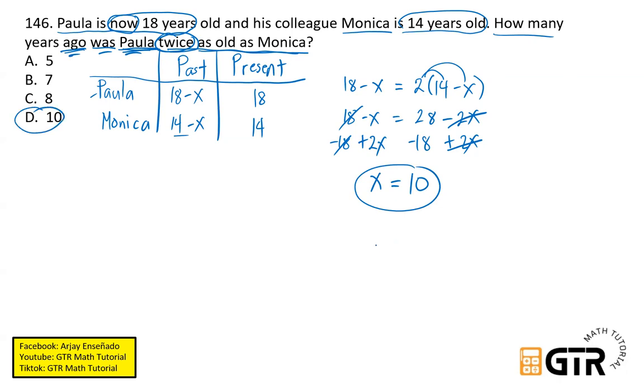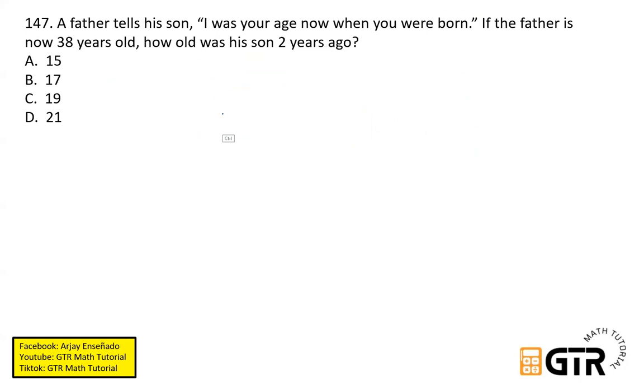Okay, so next number 147. A father tells his son, I was your age now when you were born. If the father is now 38 years old, how old was his son 2 years ago? So ilalagay natin sa table natin ang present tsaka yung ago, so ilalagay natin ng past. Okay? So lagay natin sa table ang father and son. So we have father and then we have son. Ilagay natin yung past and present.